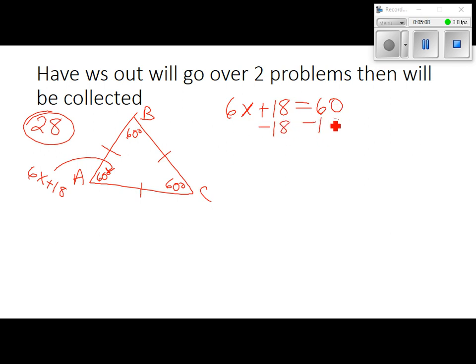Have your calculators out, help me here in a second. 6x equals, what's that? 42? Everybody agree with Dawson on that one? Now what?